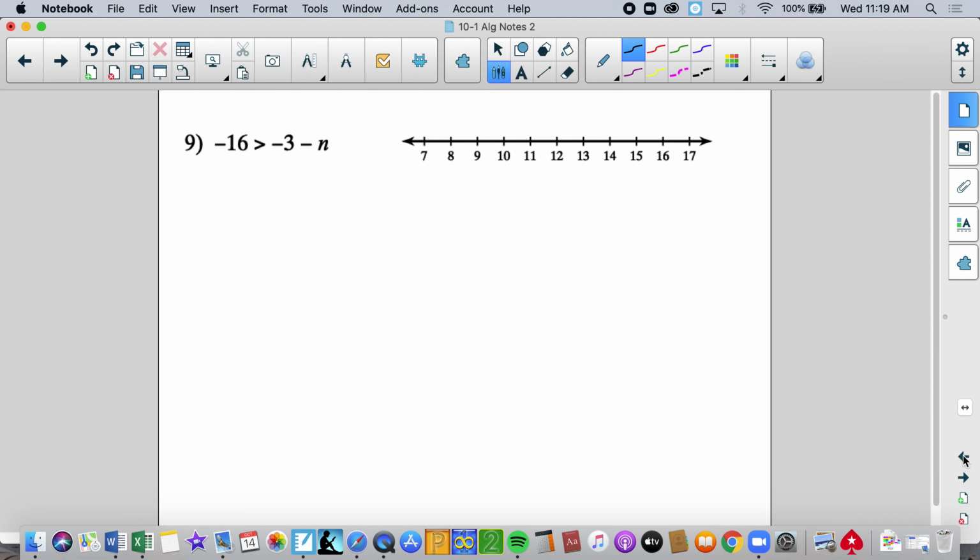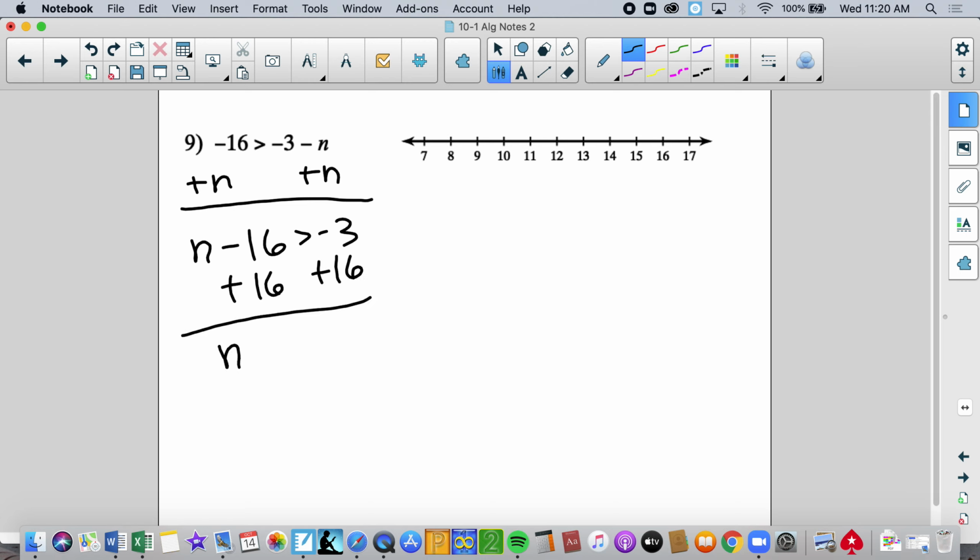But with this problem, because we're only adding and subtracting, we're going to add the variable over in order to get it positive. That would be my advice for you at this point. Let's get the variable positive, and then let's isolate for the variable. So we get n is greater than 13. Since it's greater than, it's going to be an open circle over 13. My solutions are greater than 13, and that's where you're going to go with that.